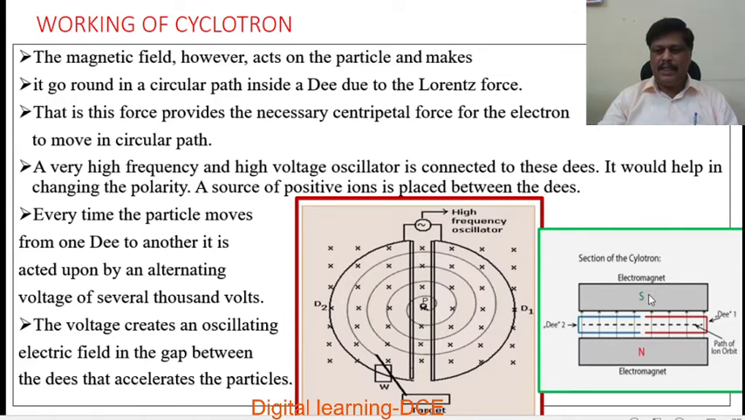So again this is another diagram, a section of the cyclotron. These two are electromagnets, north pole and south pole. Between the north and south there is a magnetic field. This is the direction of the magnetic field. These two are the Ds. This is D1 and this is D2. So these are the path of the ion orbit, the positively charged particle orbit.